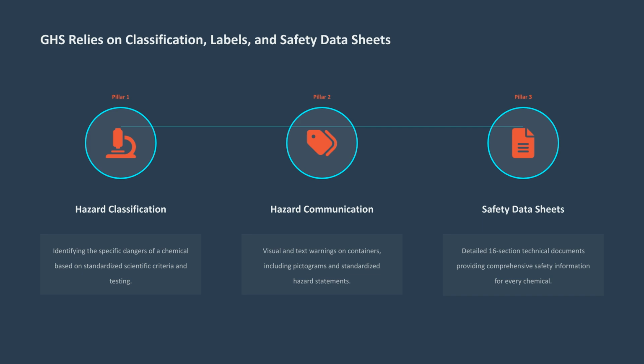The GHS is built on three pillars. First, hazard classification, which identifies dangers based on scientific criteria. Second, hazard communication, using visual warnings and text. Third, safety data sheets, which are detailed 16-section documents.